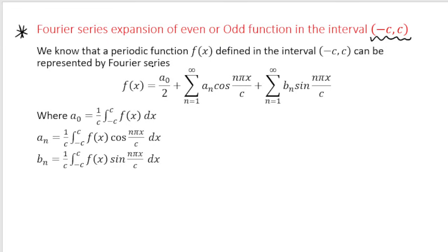And we know that if we have an interval like minus c to c, the Fourier series of any function is written like a naught by 2 plus a n cos n pi x by c, n varying from 1 to infinity, and like this. And we also know how a naught is written, how a n is written, and how b n is written. So this part we already know, there is nothing to be worried about.